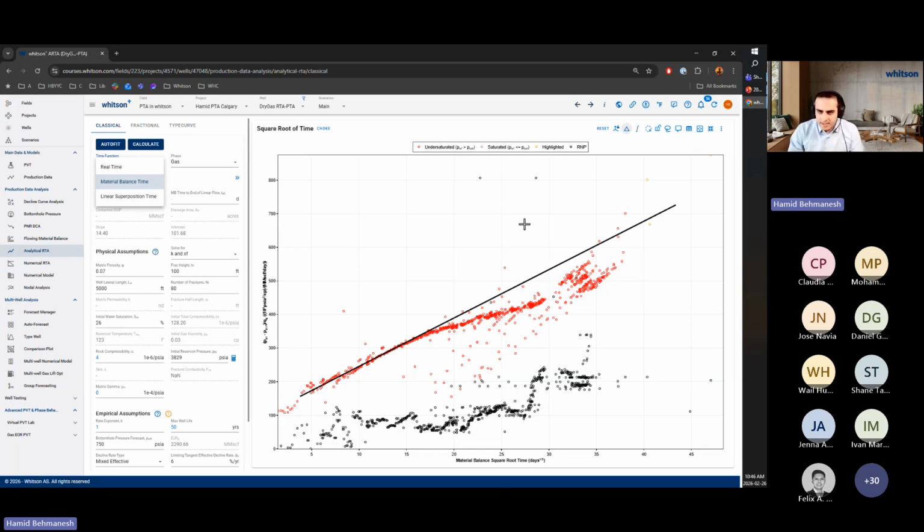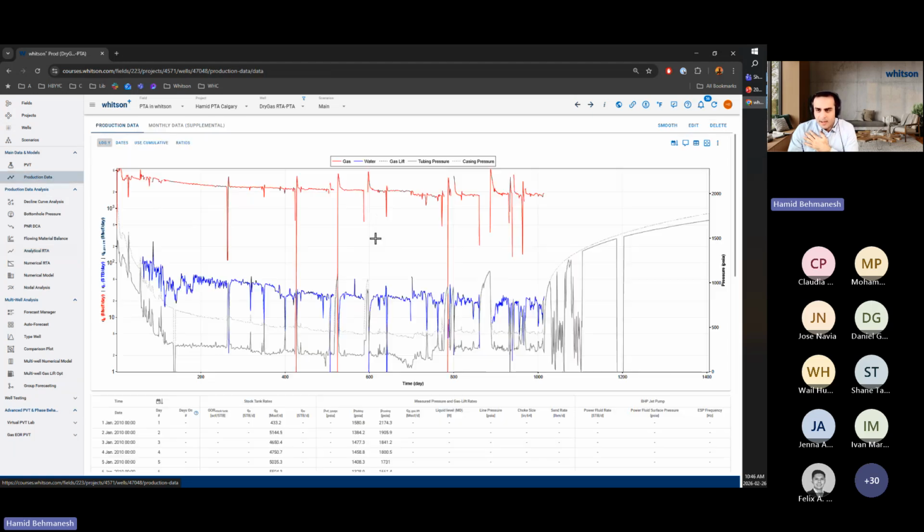But let's proceed with the PTA part of this and the production data. So in the production data, we saw there's a period of drawdown followed by a period of buildup. And for the buildup, now we need the bottom hole pressure. How to calculate bottom hole pressure? We need to convert from surface to bottom hole. We convince ourselves that there's not much multi-phase flow going on, so I can safely use the casing pressure to convert to bottom hole pressure, and that's what I'm gonna do.